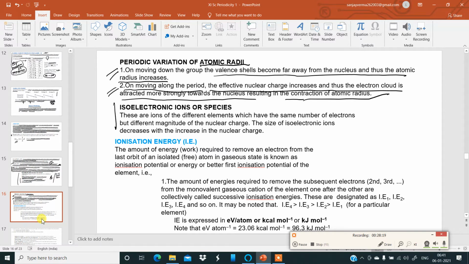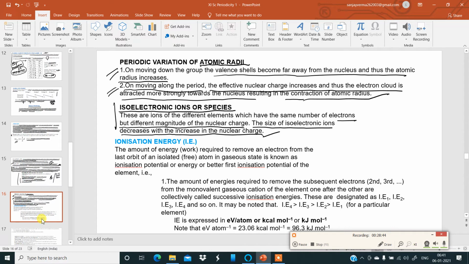Now, coming to one word over here, isoelectronic ions or species. These are ions of different elements which have the same number of electrons but different magnitude of the nuclear charge. The size of isoelectronic ions decreases with the increase in the nuclear charge. Okay, so that was the first periodic property, which I briefly discussed.